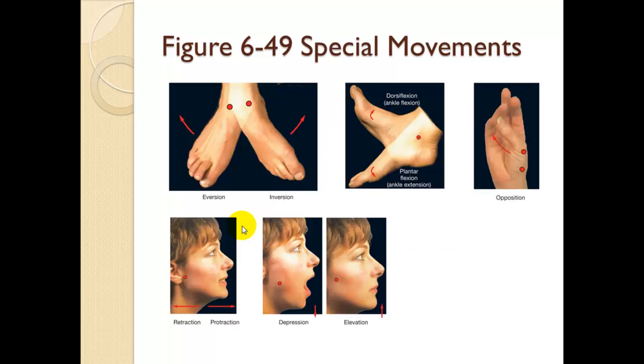Special movements, inversion and eversion. Please be sure inversion would be towards the center of the body. Eversion would be away from, if you're trying to document. Dorsal flexion versus plantar flexion. Be sure and look at those. Dorsal is going to be toes up, plantar, toes down.